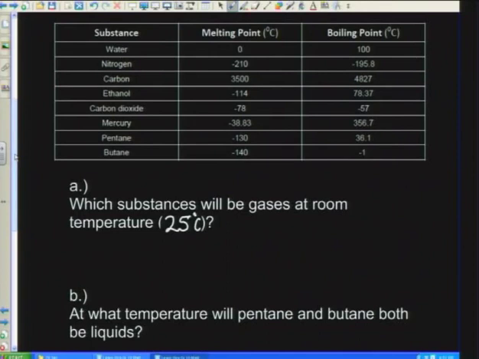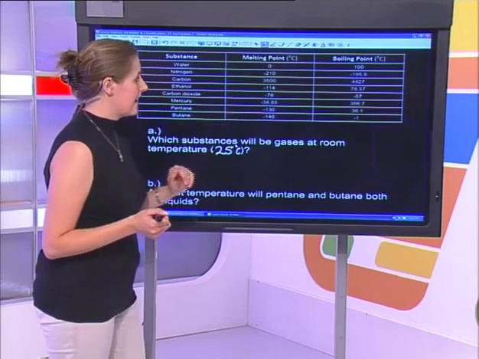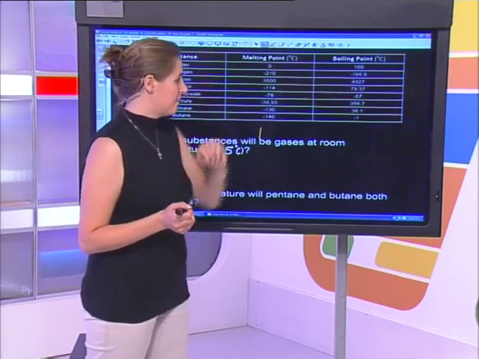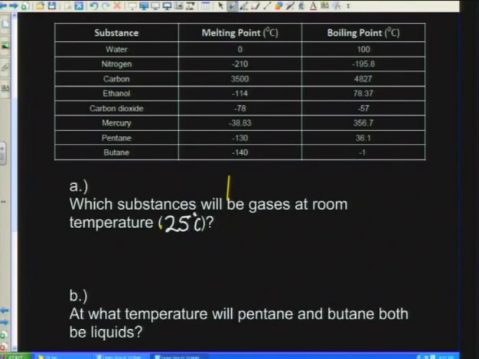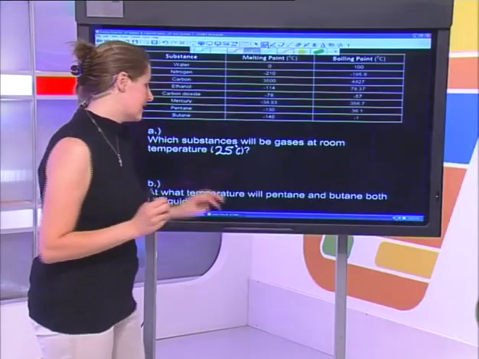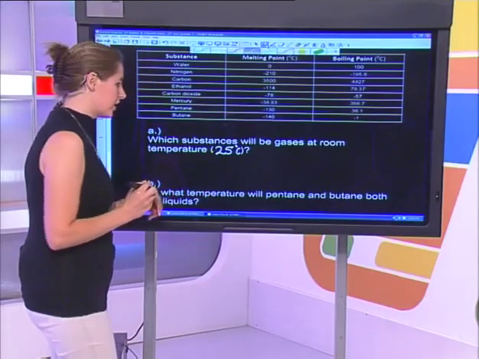Water's melting point, water's boiling point, 0 degrees Celsius, 100 degrees Celsius. Nitrogen's melting point, it melts at minus 210 degrees Celsius, and it boils at minus 195.8 degrees Celsius. And so you can go through the rest. Which substances will be gases at room temperature? Now in here we've got what room temperature is. Room temperature is 25 degrees Celsius, and they would probably give that to you on a data sheet.